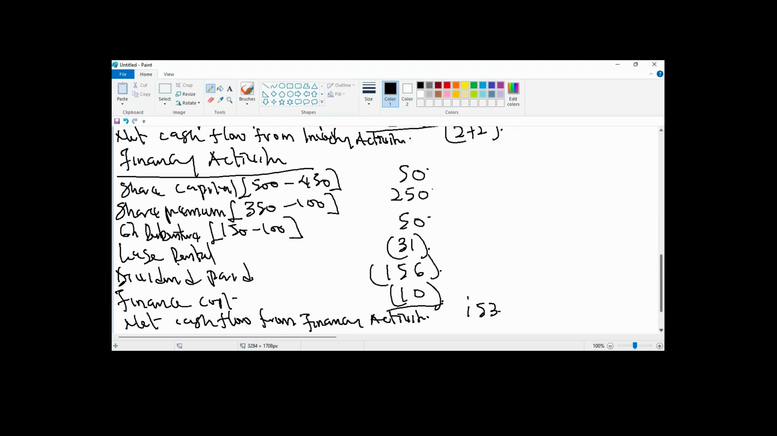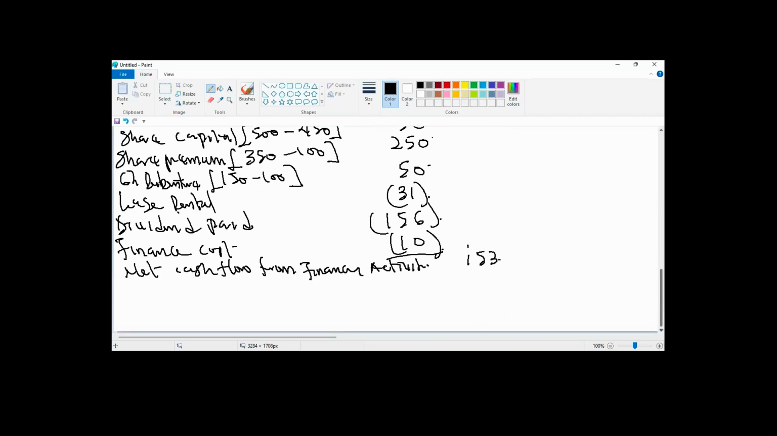I will now go and calculate. After I've got minus 69, that means it's a decrease. I'll now go to the question and determine cash and cash equivalent at the beginning and at the end.